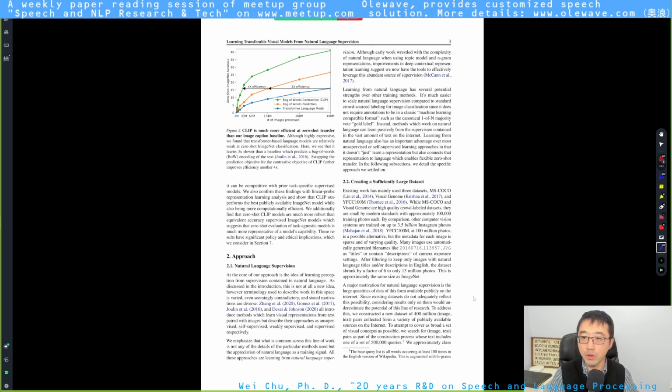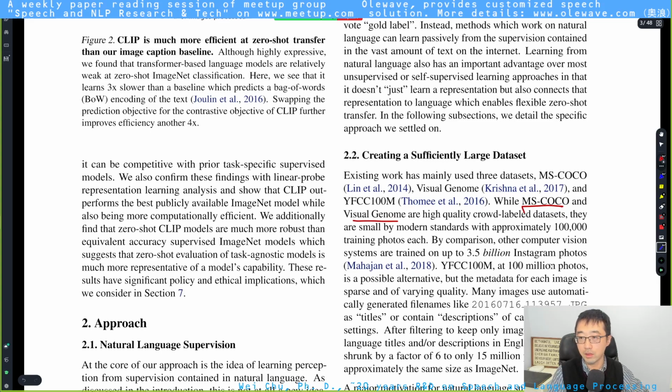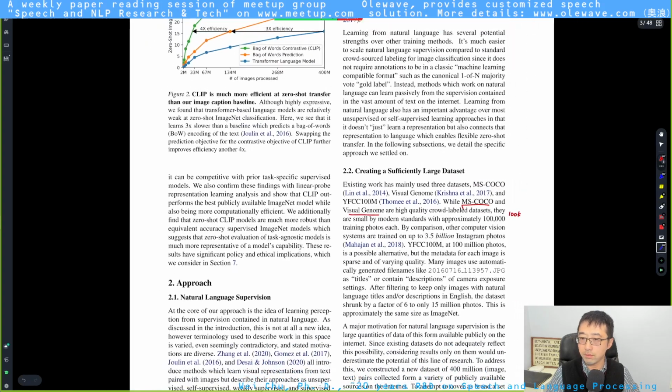If you see section 2.2, they say MS COCO and Visual Genome are highly quality crowd-labeled datasets, and they have about 100K images in them. But there are some other computer vision systems trained on up to 3.5 billion Instagram photos, and YFCC has 100 million photos. So I really don't know what 400 million means. It seems to me it's a big number. Okay.